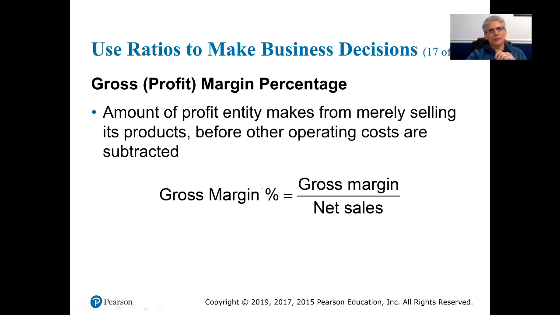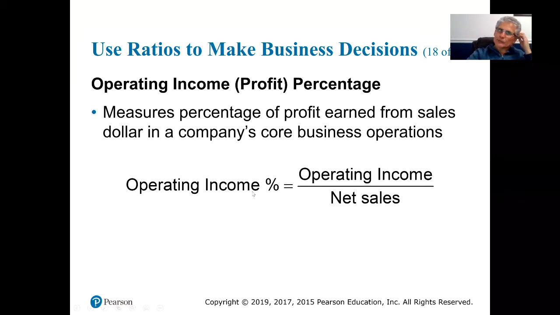After computing the gross profit margin percentage, we move to the next, operating income profit percentage. This measures the percent of profit earned from sales dollars in a company's core business operations. So this is a pretty straightforward computation as well. Operating income percentage is equal to operating income divided by net sales.